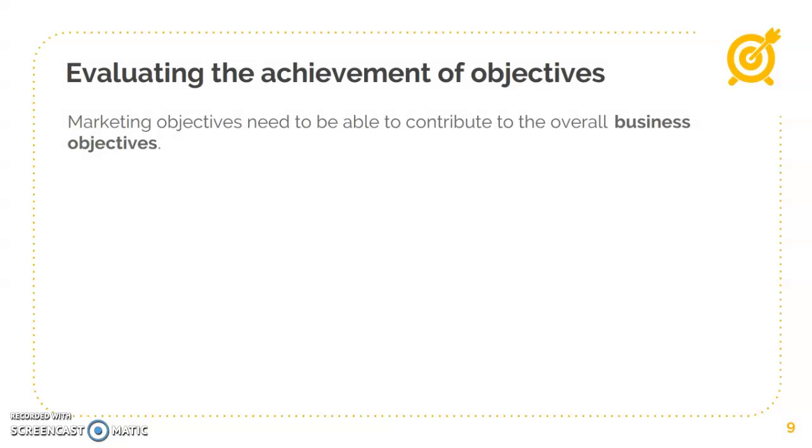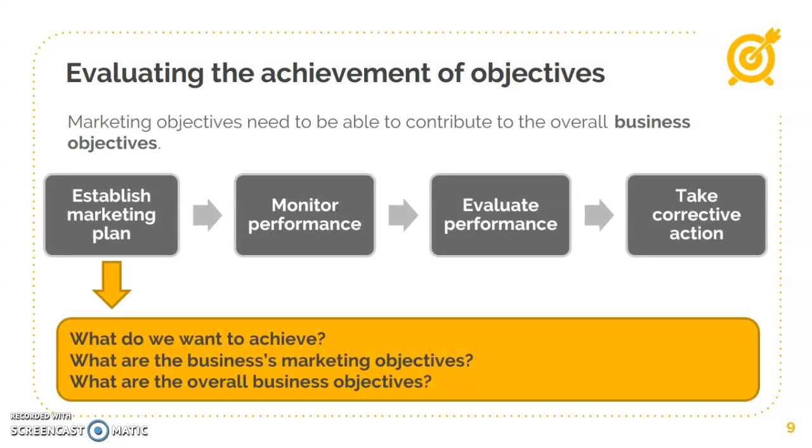Now evaluating the achievement of objectives, so let's look at that. There are 4 steps: establishing a marketing plan, monitor performance, evaluate performance, and take corrective action. Marketing objectives need to contribute to the overall business objectives. So whatever marketing strategies you're thinking of using, you have to make sure that they align to your business objectives, because those are what you're ultimately wanting to achieve. Establishing the marketing plan: what do you want to achieve, what are the business's marketing objectives, what are the overall business objectives? These are the things you need to think about.